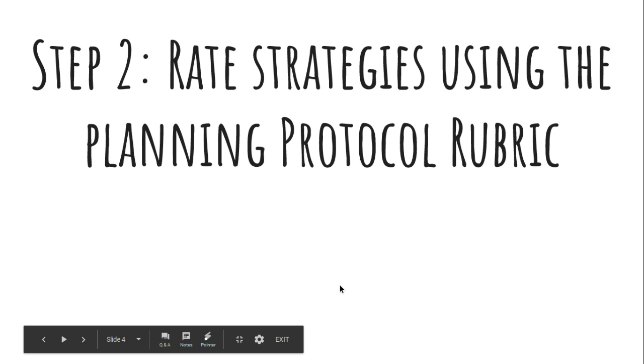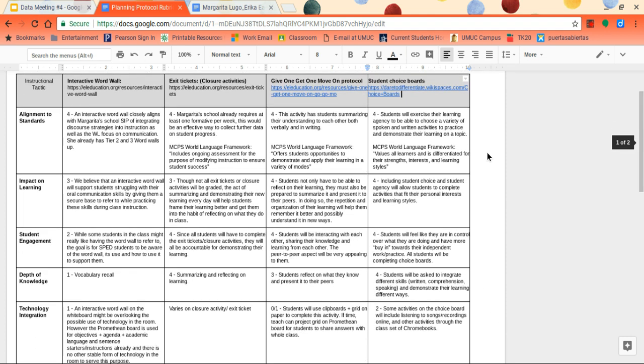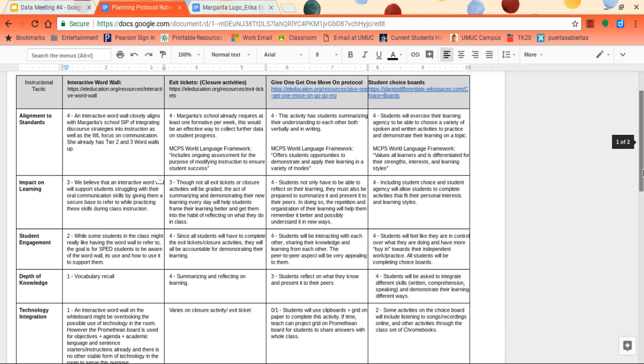Step 2 was rating the strategies using the planning protocol rubric. In terms of creating this, Erica and I worked collaboratively on a Google Docs that we created. We went through each category of the rubric, and we both agreed on the rating that we would give each strategy based on the impact on learning, student engagement, and depth of knowledge. At times, our numbers were slightly different, but after discussing them further, we were able to come up with a single rating for each part of the rubric.